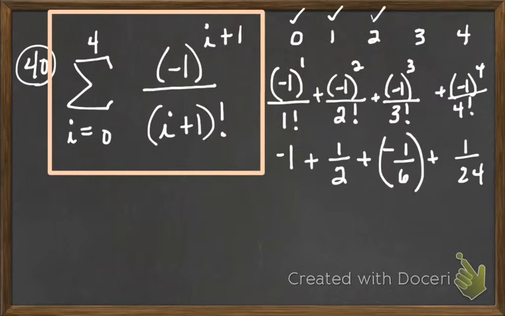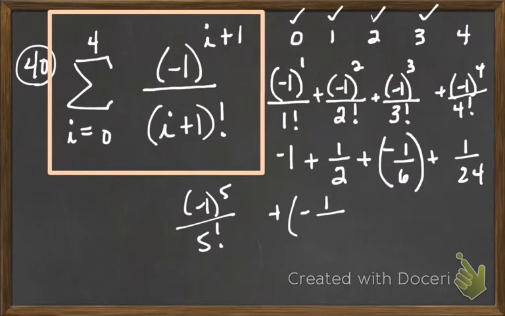I've got one more. I'm just out of room. So the last one's going to be negative 1 to the 5th over 5 factorial. So that's going to be negative 1 over 5 factorial. 120. And then you'll have to add all those up. Negative 1 plus 1/2 plus negative 1/6 plus 1 over 24 plus negative 1/120.